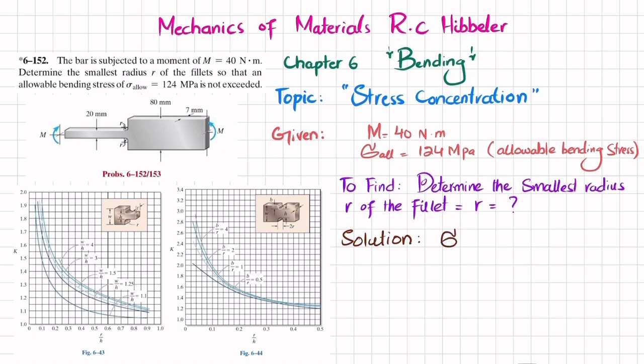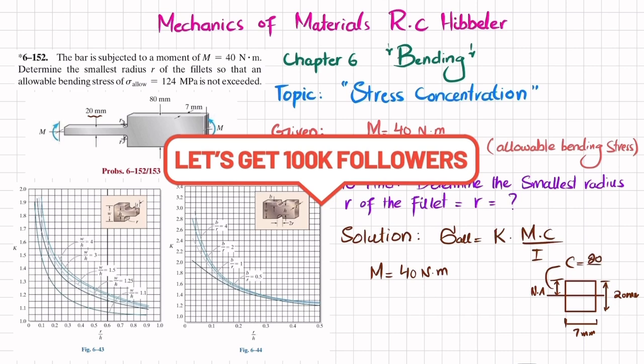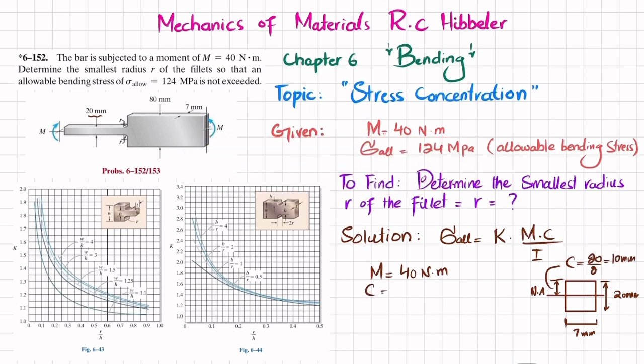As we know, the allowable bending stress for this stress concentration will be equal to K times Mc divided by I. So what will be the M? M is the moment, so the moment will be equal to 40 Newton meter. What is c? You can see that the stress concentration will be maximum in this region, so we will take the cross-sectional area of this portion. Here the height is 20 millimeter and the thickness is 7 millimeter. Half of this will be its neutral axis, and c is the distance from the neutral axis to the topmost point. So c is equal to 20 divided by 2, which is 10 millimeter. So I will write c equals 10 millimeter, and converting into meter, that will be 0.01 meter.